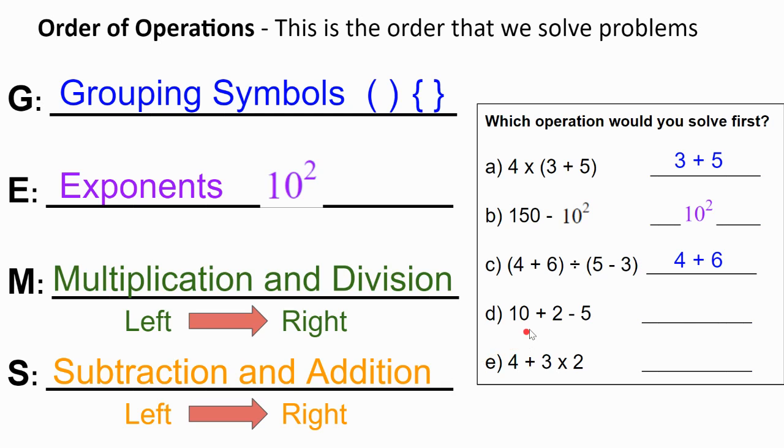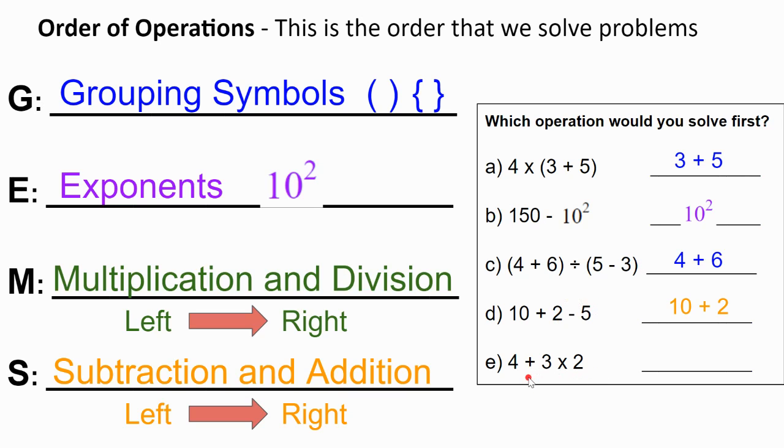In problem D, we can see there's 2 sets of addition and subtraction. We have 10 plus 2 minus 5. Since there's both addition and subtraction in the problem, we're going to do the ones that start at the left. So 10 plus 2 would be the first step that we're going to solve because it's first in the problem. 10 plus 2 is 12, and then we would subtract 12 minus 5 to get 7.